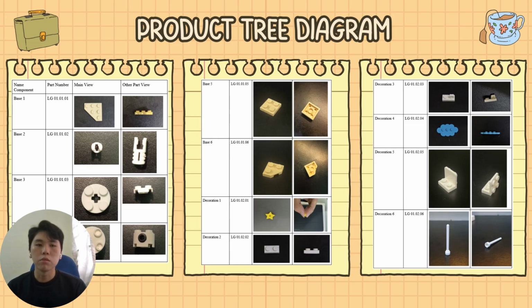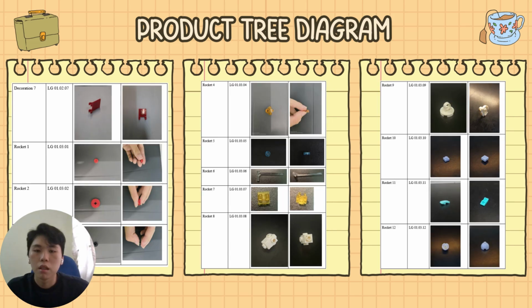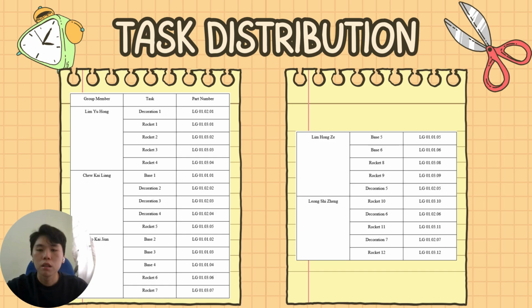So the 25 components were distributed to every member. Each member has five components from the three categories, which are the base, the decoration, and the rocket. As you can see from the slide, this is the table that we named for every single component of the product. The table shows the name of the component, part number, main view, and the other side view diagrams. This is the task distribution for this project. Every member has their own task in charge of five components of the product.